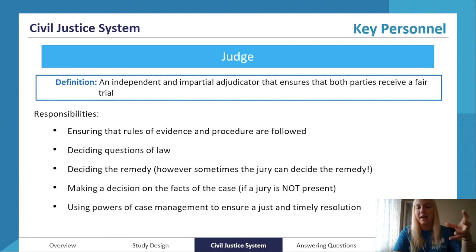We said it's not an automatic right to a jury. And it's only for certain types of civil wrongs that the jury is allowed to decide the remedy. Only for certain types. You don't need to know these types, but you need to know that it depends, okay? And you need to outline that when you're answering these questions.